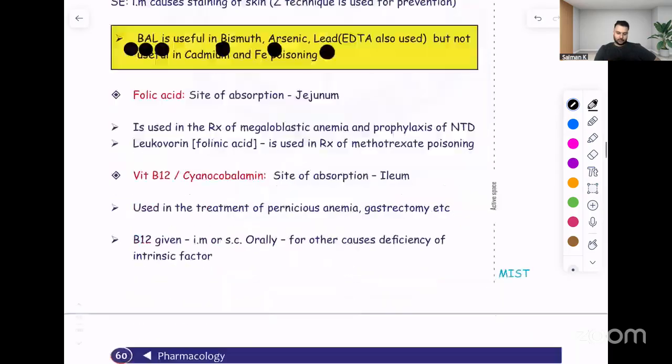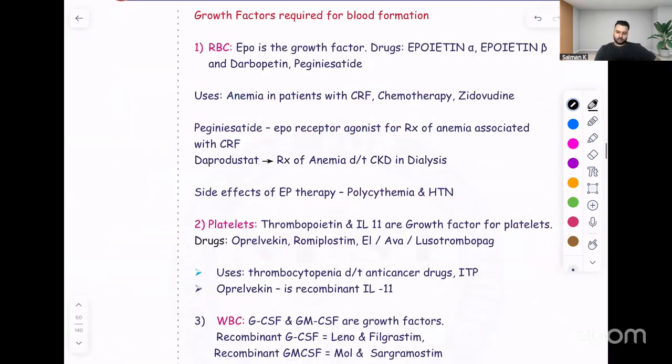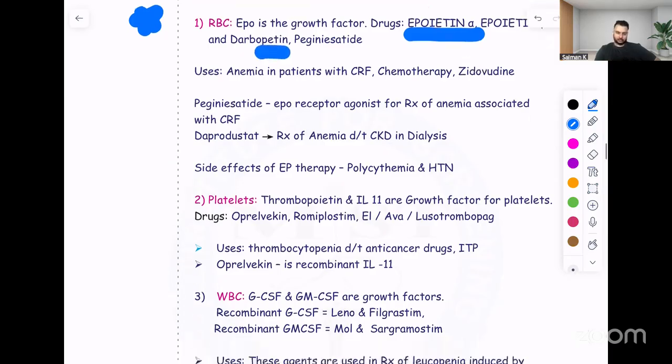Next, we talked about the folate, B12, etc. That's what we can see. This part, you can expect a question, sir. RBC, WBC, and platelets, how to increase. RBC you want to increase, you got erythropoietin alpha or erythropoietin beta. These are the drugs. Darbepoetin is sounding just like erythropoietin, that drug.